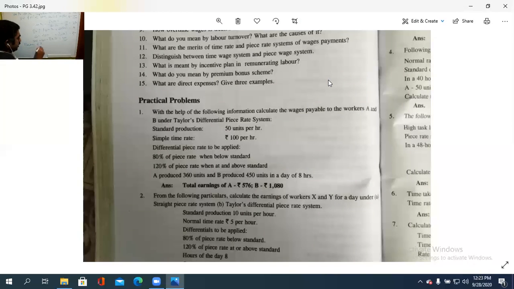Then earnings of A. Earnings of A, that is 360, below the standard, 80%, isn't it? So 0.8 into how much? 360. And earnings of B, how much it is above the standard, that is 2.4 into 450. So we will check it how it is to be.